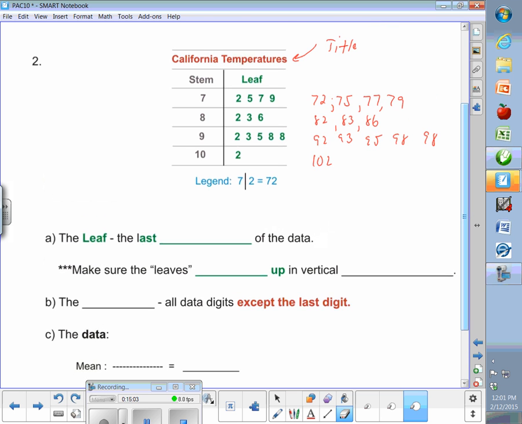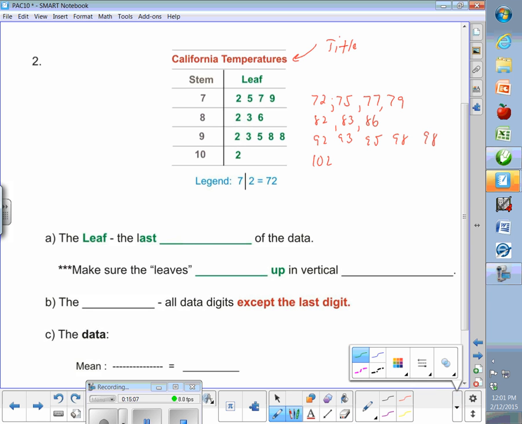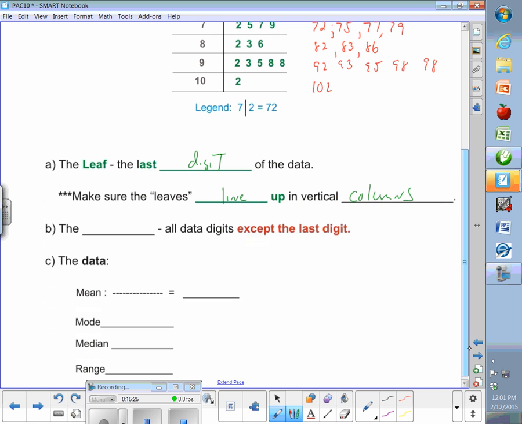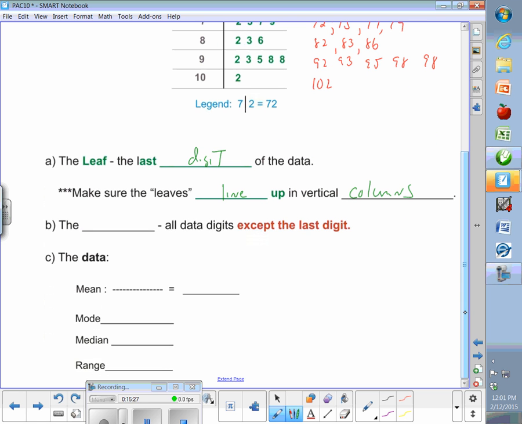So the leaves are nothing more than the last digits. Leaves are the last digit of the data. And as I just mentioned, make sure the leaves line up in vertical columns. It's good to do a stem and leaf plot on graph paper. That'll help you to get everything in a nice vertical column.